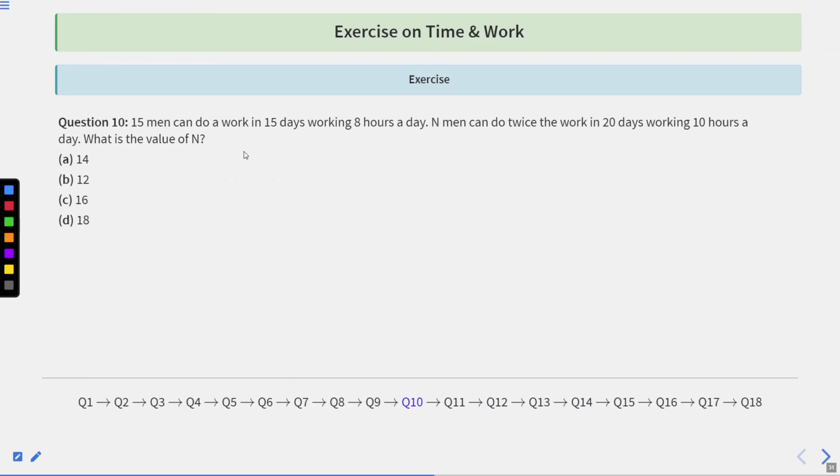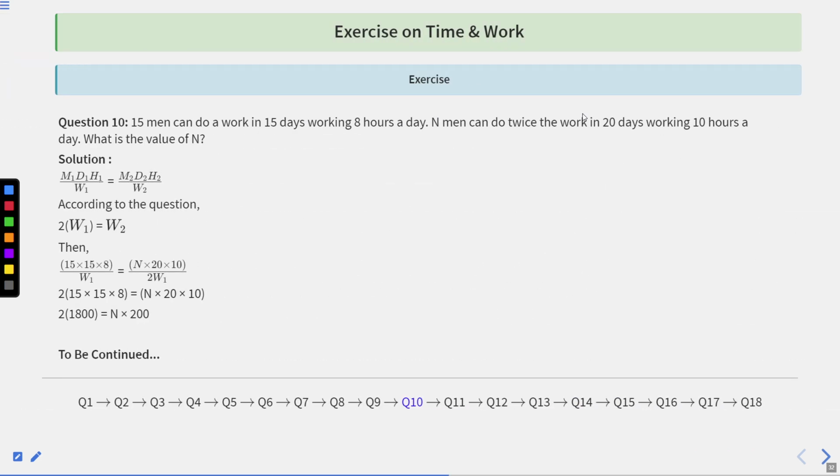Question number 10. 15 men can do a work in 15 days, working 8 hours a day. N men can do twice the work in 20 days, working 10 hours a day. What is the value of n? So the formula that we are going to use here is m1 d1 h1 upon w1 equal to m2 d2 h2 upon w2. According to the question, twice of w1 equal to w2. Then we have 15 times 15 times 8 upon w1 and n times 20 times 10 upon 2 times w1.